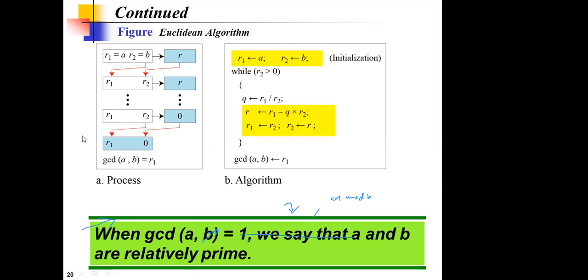So when you stop, when I get R2 is equal to 0, then my GCD is equal to R1, because from the definition, of the two numbers R1 and R2, the GCD is R1.